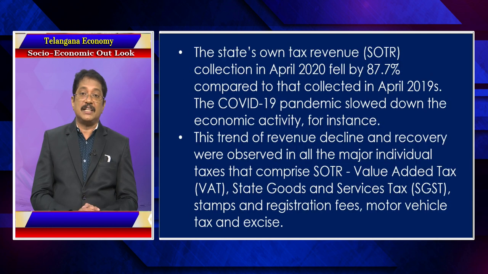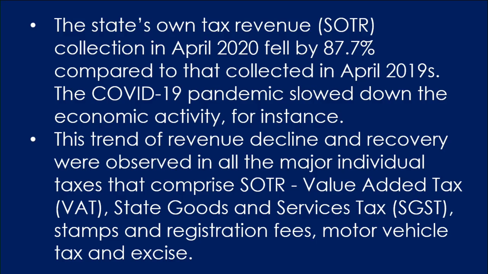The state's own tax revenue, SOTR, collections in April 2020 fell by 87.7% due to the severe COVID-19 pandemic, especially in the months of April and May. When compared with the collection in April 2019, the state's own tax revenue fell by nearly 87.7%, as the COVID-19 pandemic slowed down economic activity. This is one major reason.